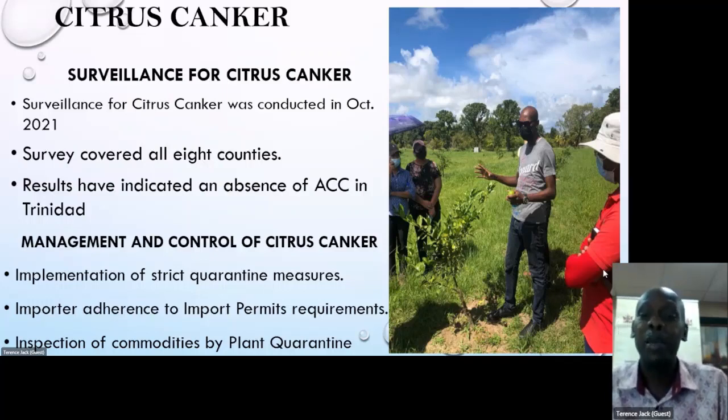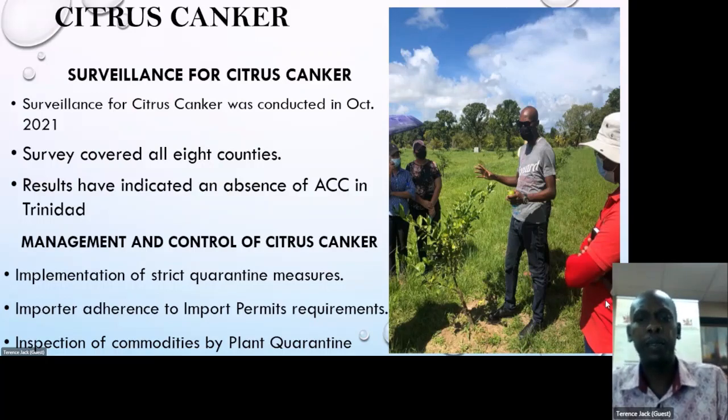So, on behalf of the ministry and on behalf of the research division, we are appealing to agricultural commodity importers. We are advising you to kindly follow the recommendations that are outlined, those recommendations that are stipulated on your import permit when you go about to import citrus plants or citrus planting material or any material. As a matter of fact, once you're importing these materials, we are asking you kindly to follow the recommendations and the stipulations that are outlined on the import permit.